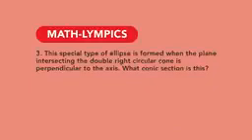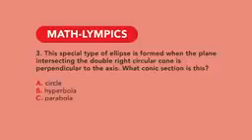This special type of ellipse is formed when the plane intersecting the double right circular cone is perpendicular to the axis. What conic section is this? A. Circle, B. Hyperbola, C. Parabola, or D. Point?